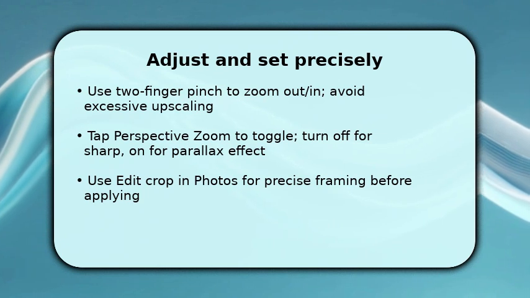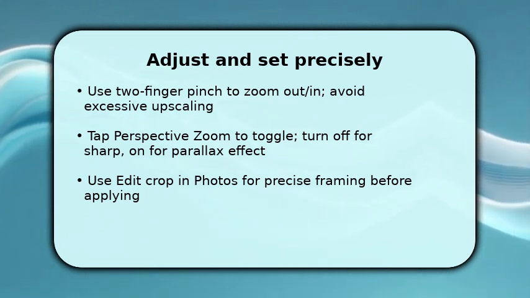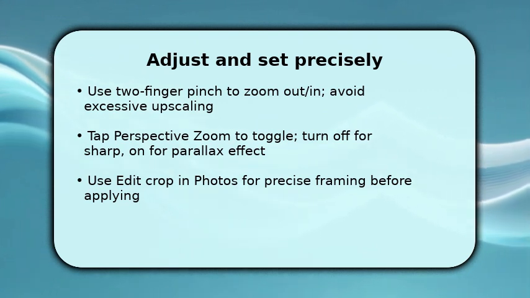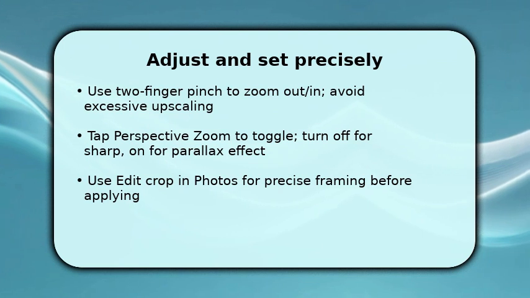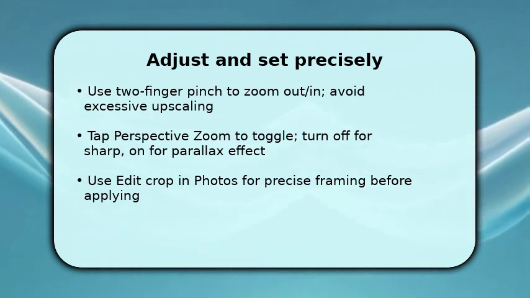Turning it off stops motion blur from parallax. Turning it on adds depth but can soften edges. If cropping is necessary, exit to Photos and use Edit to crop at native resolution, then return and apply. Make measured adjustments. Small changes preserve sharpness.